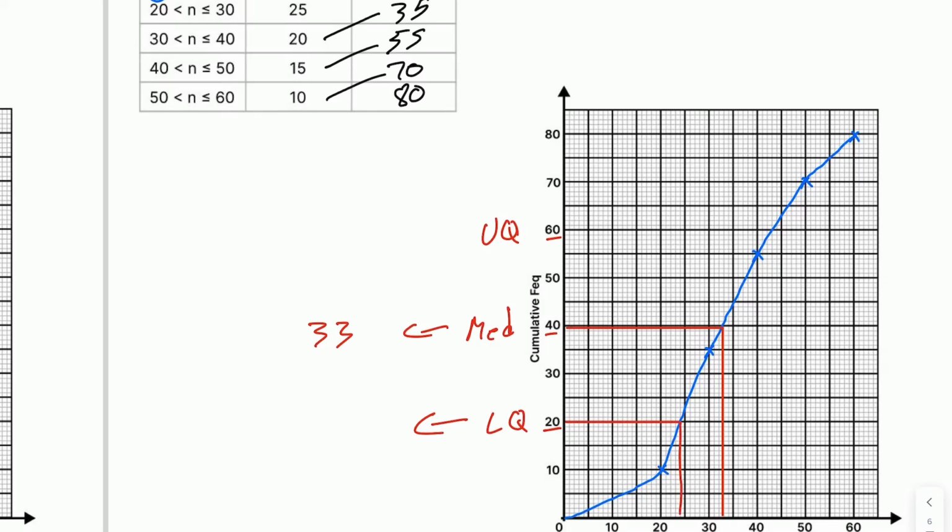So going across from 20, reading down, that gives me a 24 there, and then going across from here till there, down, that looks like it's a 43 to me.